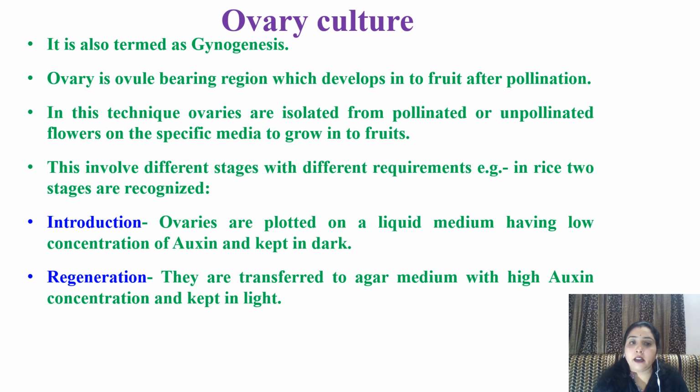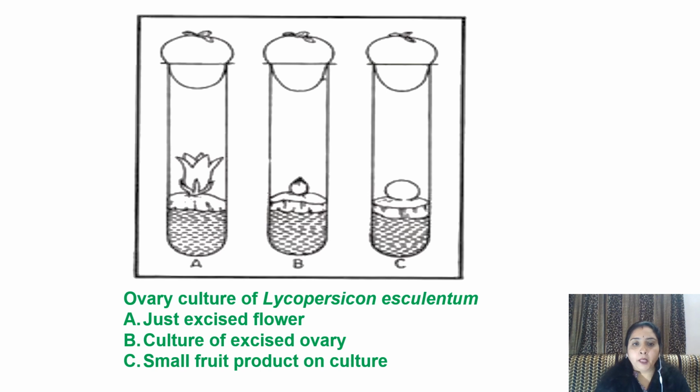For example, in rice, two stages are recognized. First one is induction. Here, ovaries are plated on a liquid medium having low concentration of oxygen and kept in dark. Second step is regeneration. They are transferred to agar medium with high oxygen concentration and then kept in light. This is the diagram of ovary culture of Lycopersicum esculentum. This one is the excised flower, culture of excised ovary, and a small fruit produced on culture.